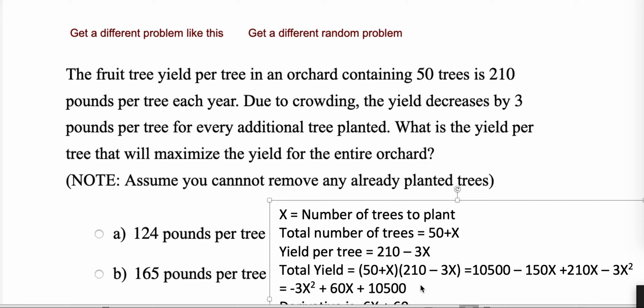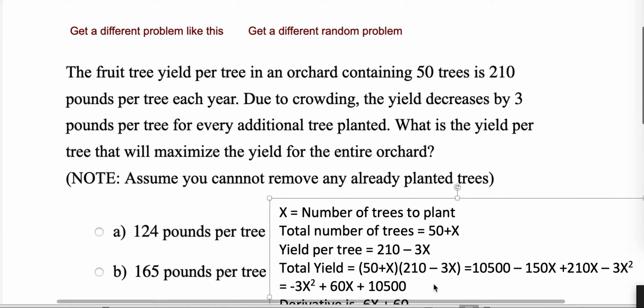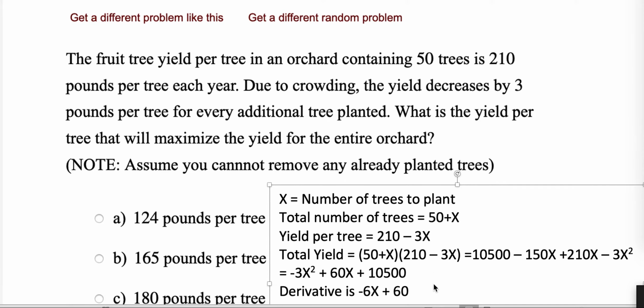So now when I go to take my derivative, I can do the power rule all the way across, and I don't have to do a product rule. Negative 3x squared has a derivative of negative 6x, and then 60x has a derivative of 60. The derivative of the constant term is 0. All right, so next we want to set that equal to 0 to find our critical points.